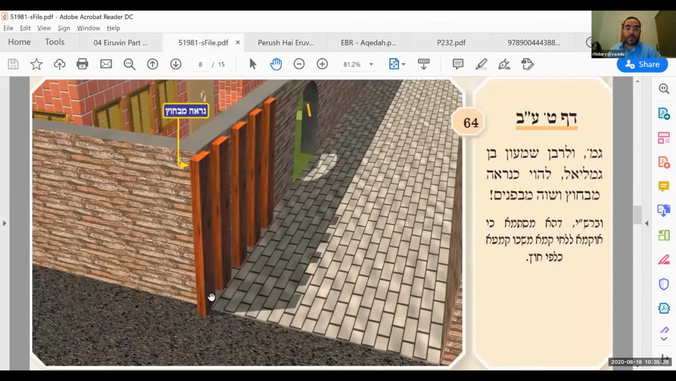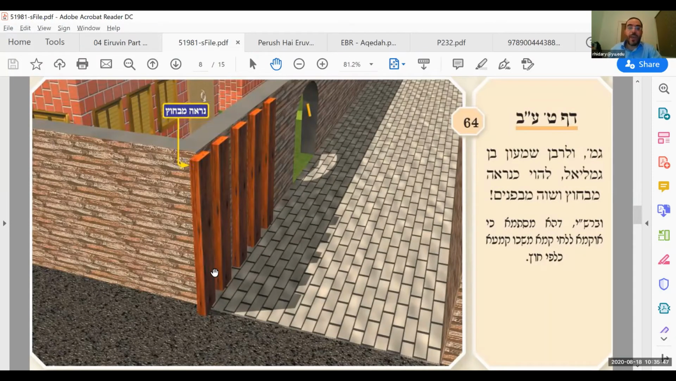So the case is like this, where assume that this is 4 amot or more into the lechi, and these are each 3.5 tefachim apart. According to Rashbag, who says you can say lavud up to 4 tefachim, then this is all considered one whole lechi.